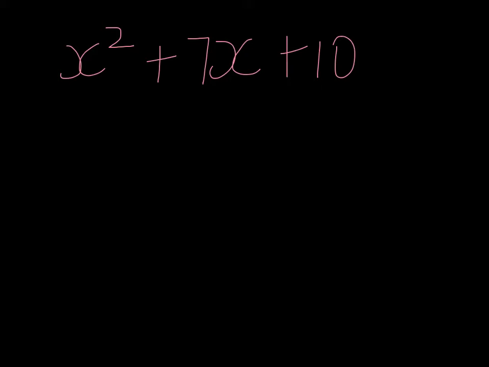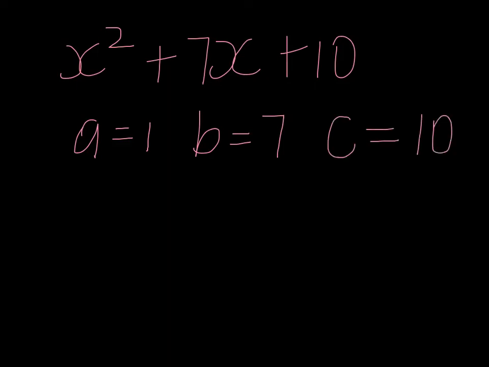In order to do this, we've got to work out what our values of a, b and c are. Now our a is the coefficient of the x squared term, and for this expression, a is 1, because it looks like there's no coefficient in front of the x squared. B is the coefficient in front of the x term, and that is 7. And c is the constant on the end, and that's 10.